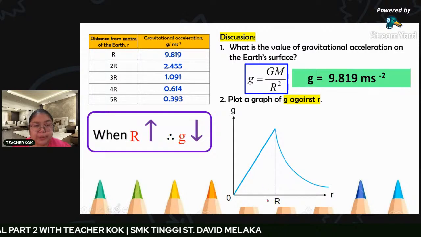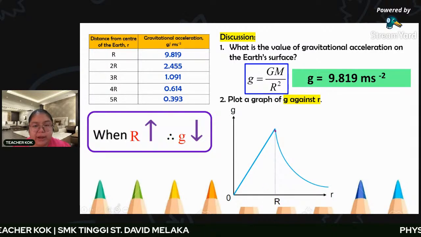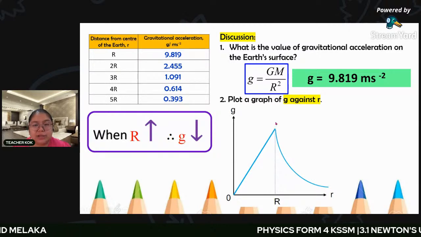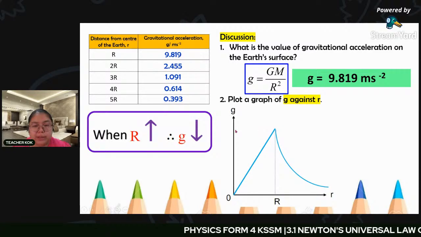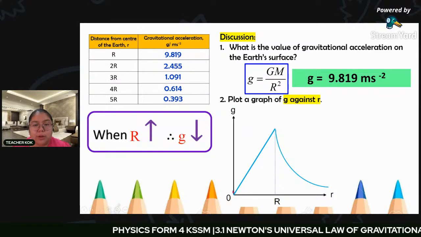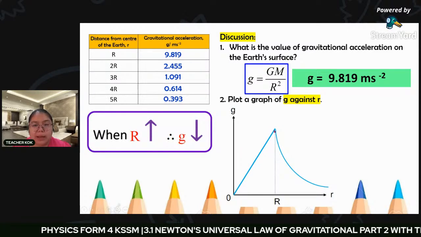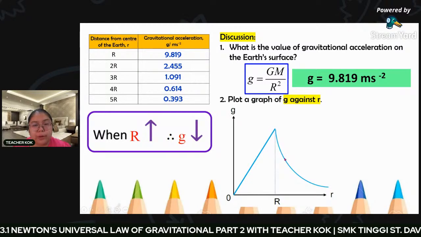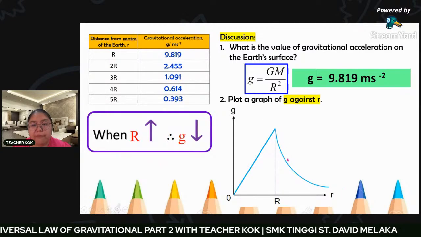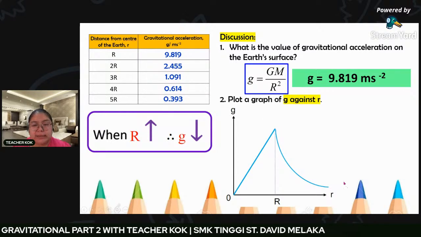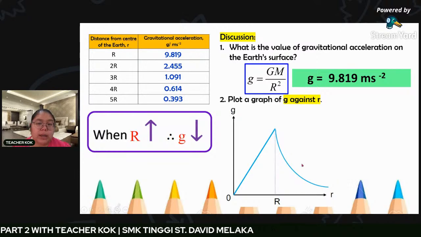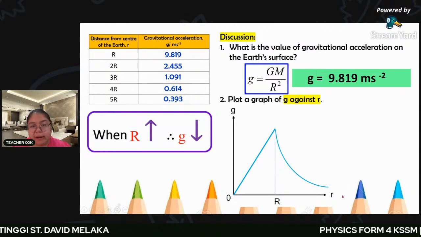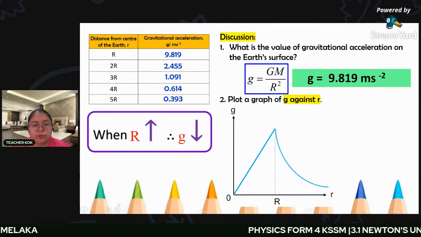So this one should be the R, at the radius of the surface of the Earth. So the gravitational acceleration is 9.81, and this point should be 9.81. After 9.81 it continues to drop, because the further you are, the gravitational acceleration will drop. It never drops in a straight line. This is called an inversely proportional graph. Now we go through the next part.